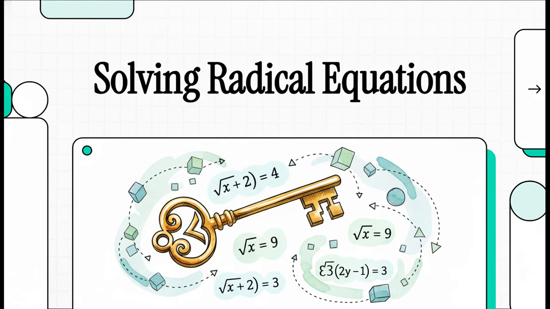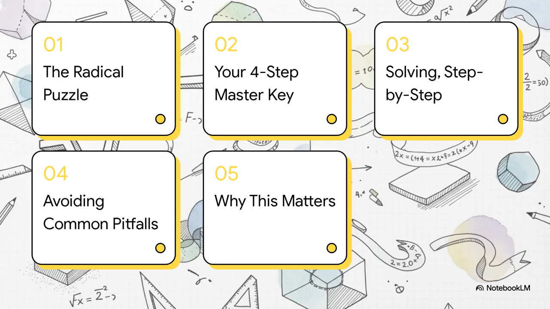Today, we're jumping into a type of problem that can look, well, pretty intimidating at first. Radical equations. But trust me, by the end of this quick explainer, you're going to have the master key to unlock any of them. So here's our game plan. First, we'll look at the puzzle itself. Then, I'm giving you that 4-step master key. After that, we'll work through a few examples, I'll point out the common traps to avoid, and we'll wrap up with why any of this actually matters.